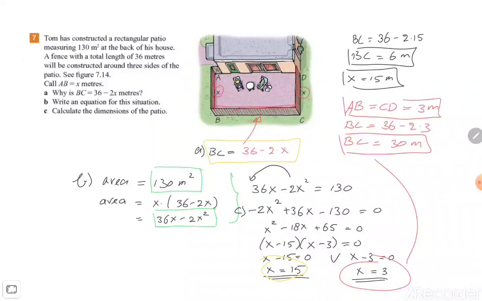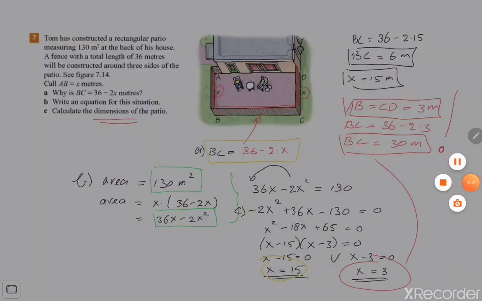Alright, so then, because that was the question, calculate the dimensions of the patio, so then we know what the answers are from exercise 7C. And that was the question from the coal mine exercises on page 134.